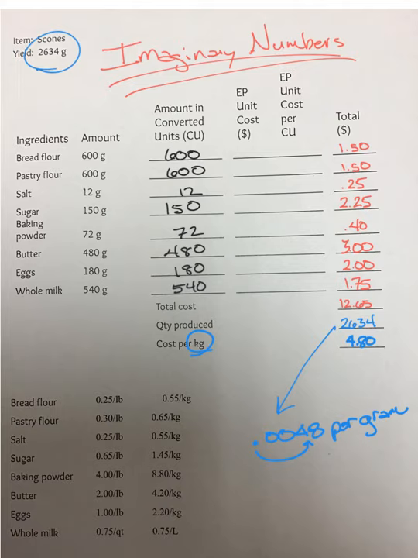However, it's asking us what is the cost per kilogram. So we're going to move our decimal to the right 3 places, and now we know that it costs $4.80 per kilogram to make these imaginary scones. Work through the rest of the lines on here and see what you end up with as the actual cost.